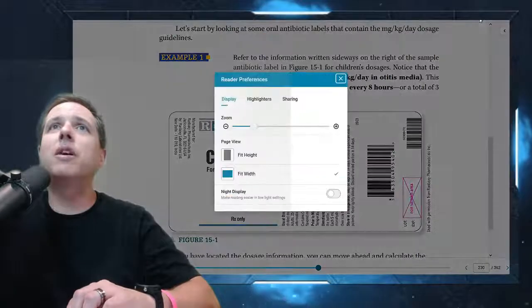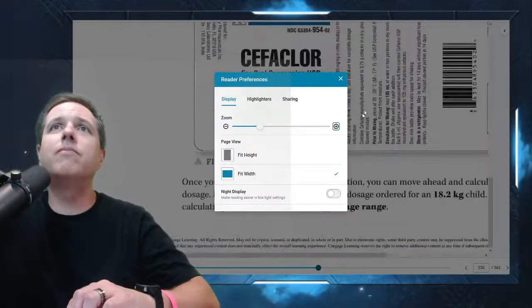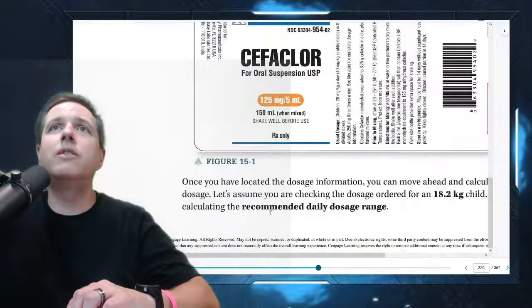Let's see what happens if I make it one size bigger. Oh, then it's huge, right? That's too big.